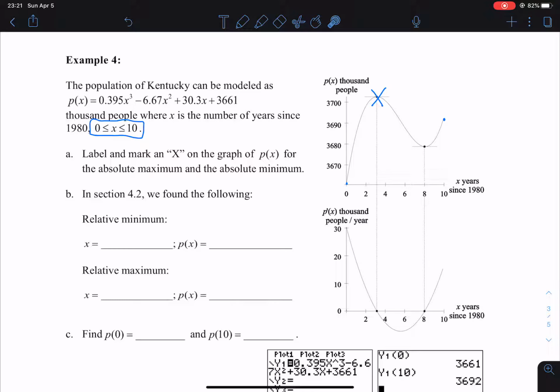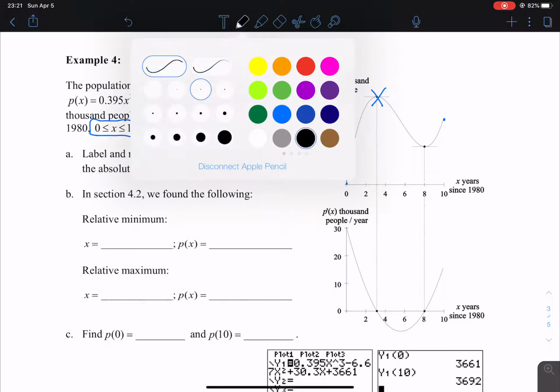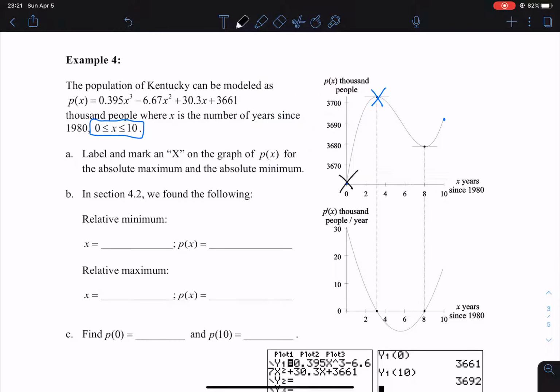But the next question, which one is the absolute minimum point? It's not this one, because you have to compare the relative minimum point with the two endpoints, this one and that one, and find the lowest one. That is the absolute minimum point. So actually this one wins. This one, the black one, is the absolute minimum point.